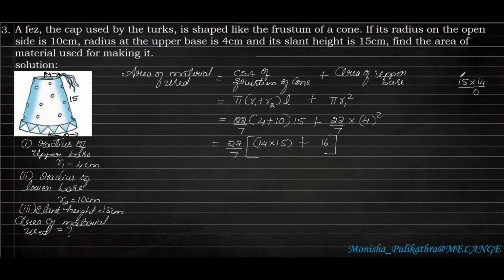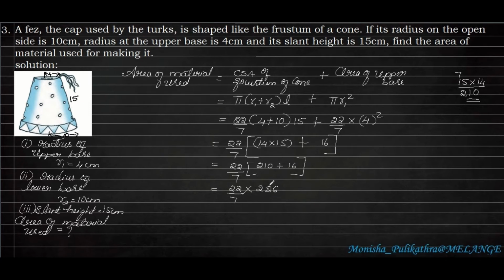So 14 5s are 70, 14 1s are 14 plus 7, 21. Okay, so 14 1s are 14 plus 7 will be 21, that is 210. So 22 by 7 into 210 plus 16. So 22 by 7 into, that is 226.